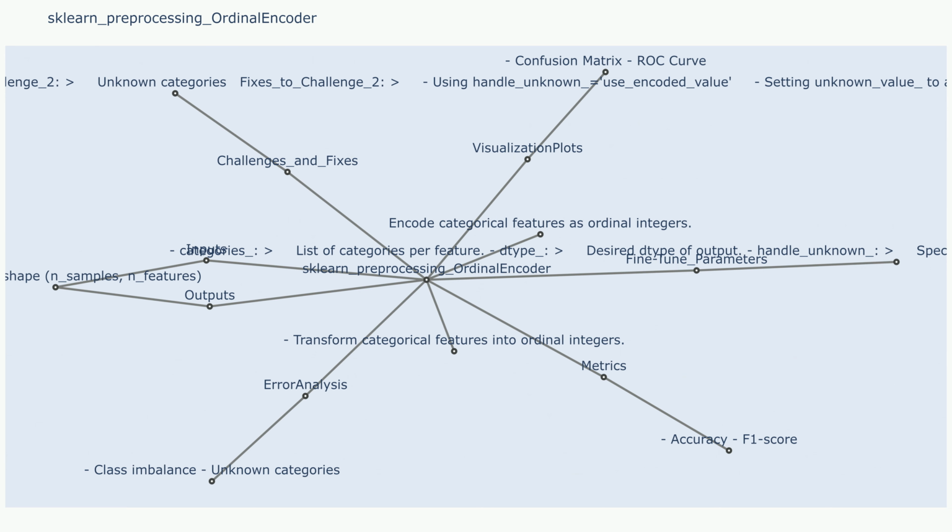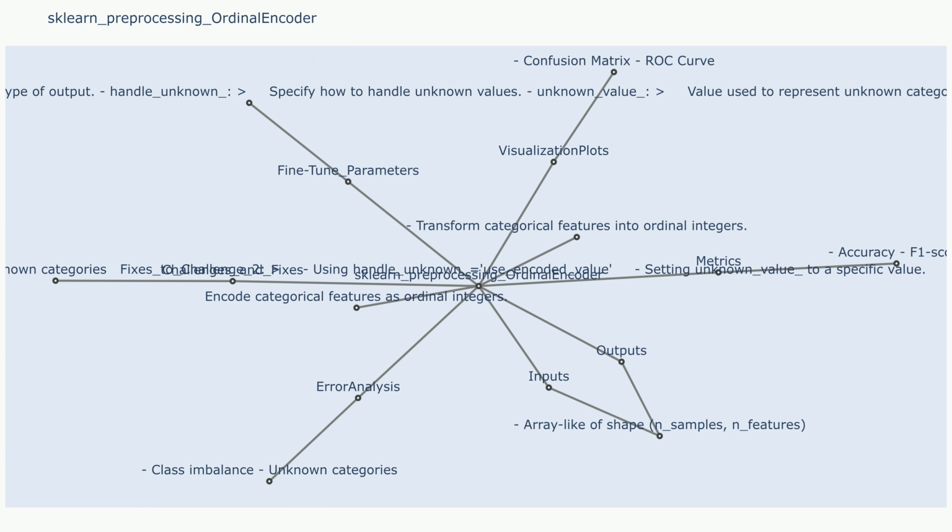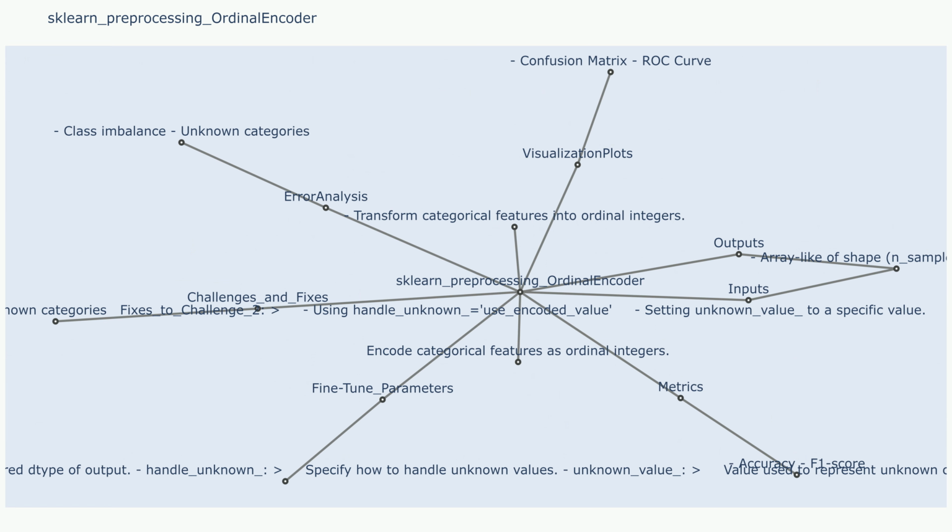Challenge 3: the encoder does not handle missing values. Sample use case: if a data sample contains a missing value in a categorical feature, the encoder will raise an error. Fixes. Impute missing values before using the encoder. Consider using a different encoding scheme, such as one-hot encoding, that can handle missing values more gracefully.